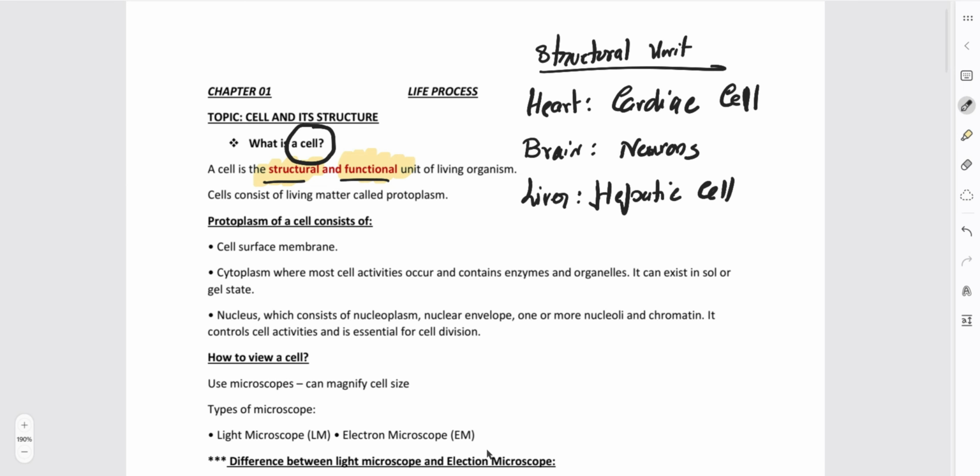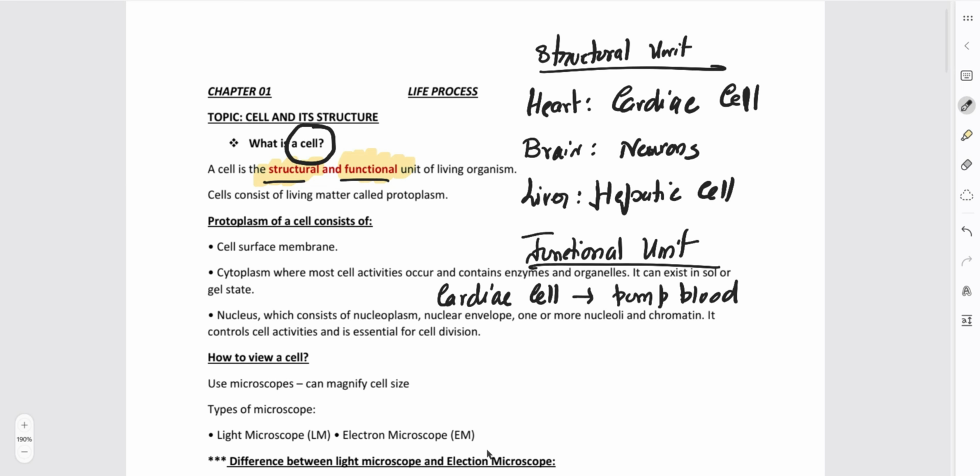Now, why the functional unit? It's also called a functional unit because each of these structures has a specific function, right? Just to note, for example, the function of cardiac cells is to pump blood, right? The function of neurons is to process information, right? So each of these cells has a specific function as well. Hence, we can say that cells are the structural unit and the functional unit. So this definition is very, very important, right?